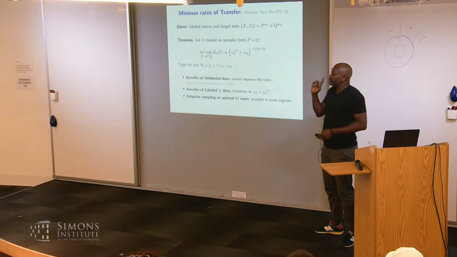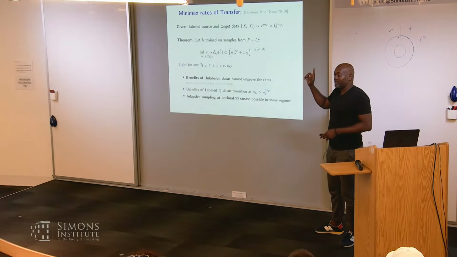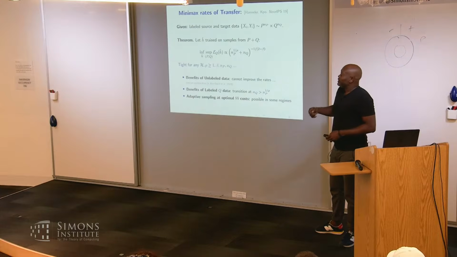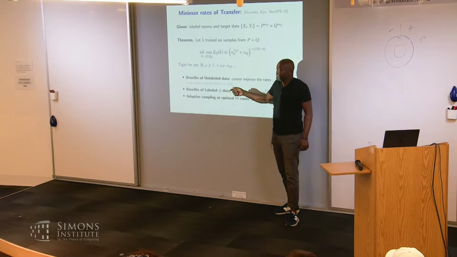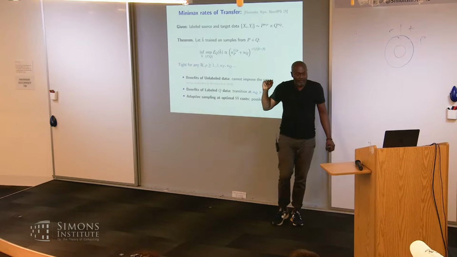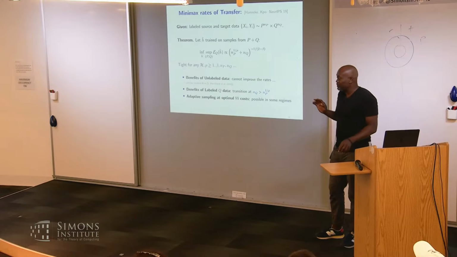But again, it's the minimum, not the maximum. It is as though the algorithm knows which of the source or the target is most informative towards doing well on the target. I hope that's clear to everyone.